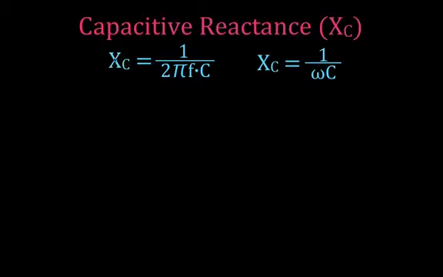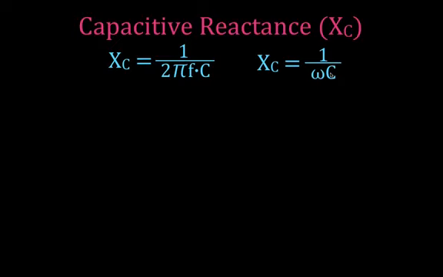X is a symbol used for reactance, C is for capacitor, so we have capacitive reactance. In one case, we have the capacitive reactance equal to 1 over 2 times pi times f, the frequency of the voltage source, times the capacitance of the capacitor. Or we can use this equation, that the capacitive reactance is equal to 1 over omega, the angular velocity, times the capacitance of the capacitor.